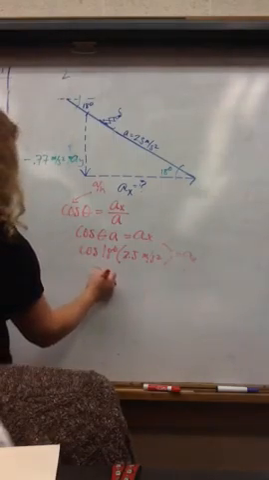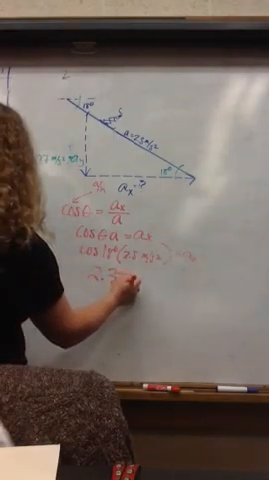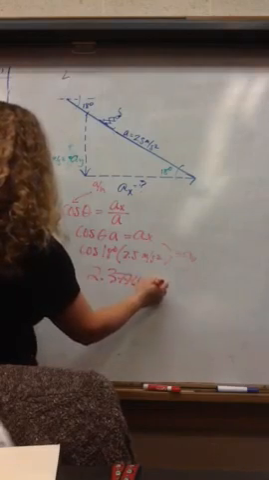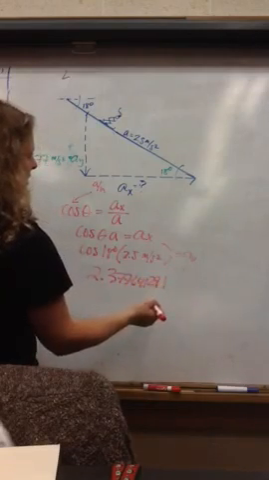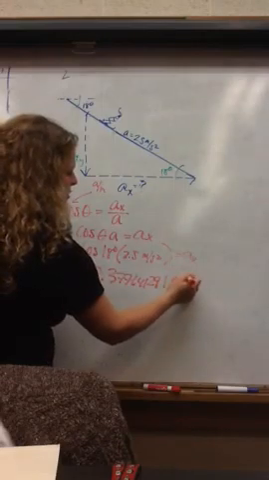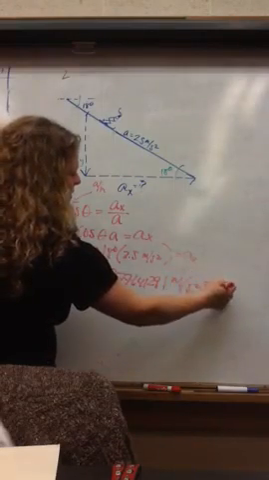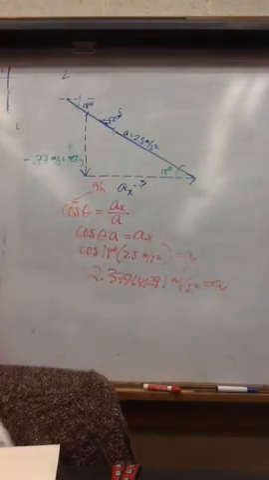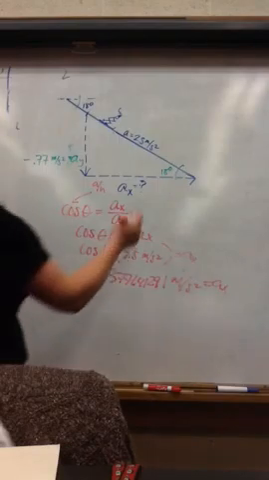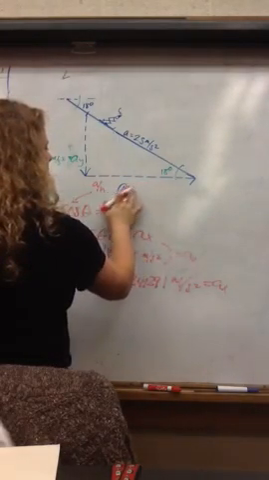So we get 2.377641291 meters per second squared is A sub x. We can have 2 sig figs, so that's 2.4 meters per second squared.